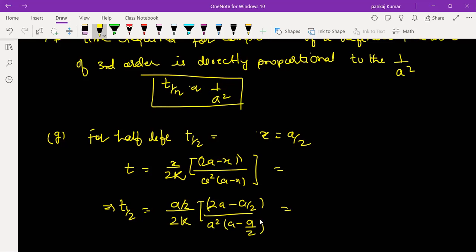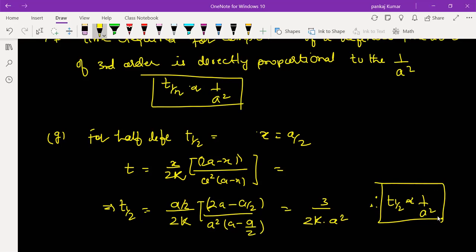If you solve it, on solving you get 3 divided by 2k into a square. Are you getting 3? We are getting 3. So therefore, t1 by 2 is proportional to 1 by a square. It is proved.